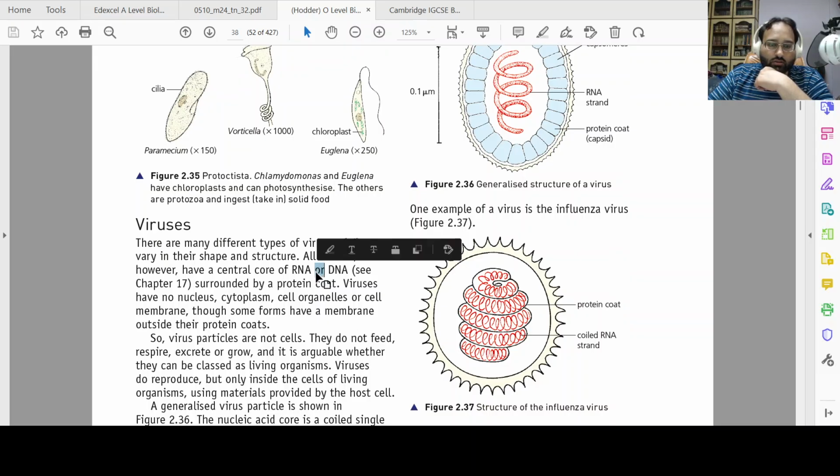By the way, are rabies considered viruses? I think so. Let me check. Is rabies caused by a virus? Yes, rabies is caused by a virus. It is a viral disease, and it is virtually 100% fatal.